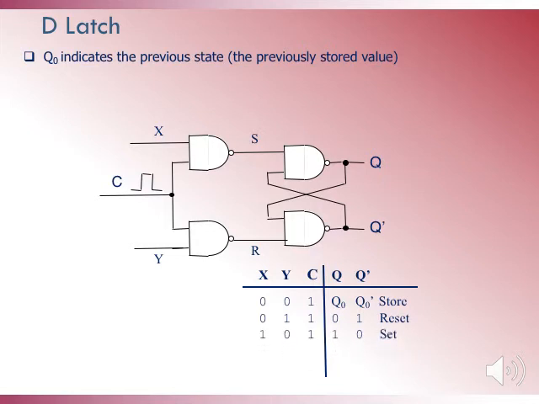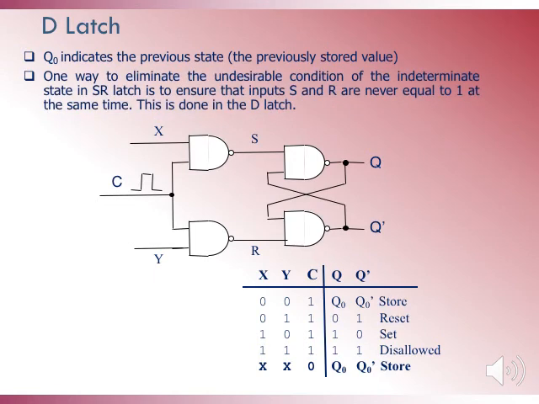With X equals 1 and Y 0, we get the set condition where Q equals 1 and Q bar equals 0. With both inputs equal to 1, we have Q and Q bar both trying to attain 1, which is basically disallowed. All these conditions are derived from C equals 1. With C equals 0, whatever may be X and Y values, we have Q and Q bar equal to Q0 and Q0 bar, that is giving me the stored condition or the latch disabled condition.